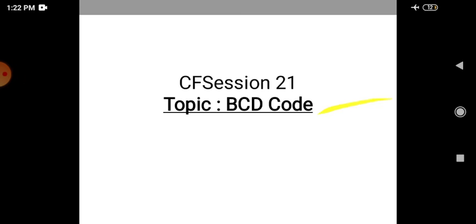Today we shall study BCD code. We are in chapter Computer Codes. So the first code in this is BCD code. BCD stands for Binary Coded Decimal Code.